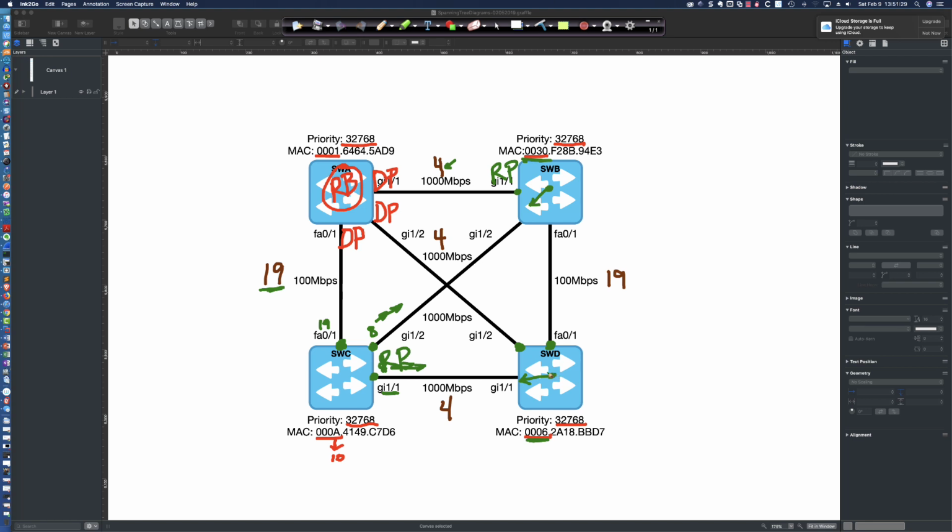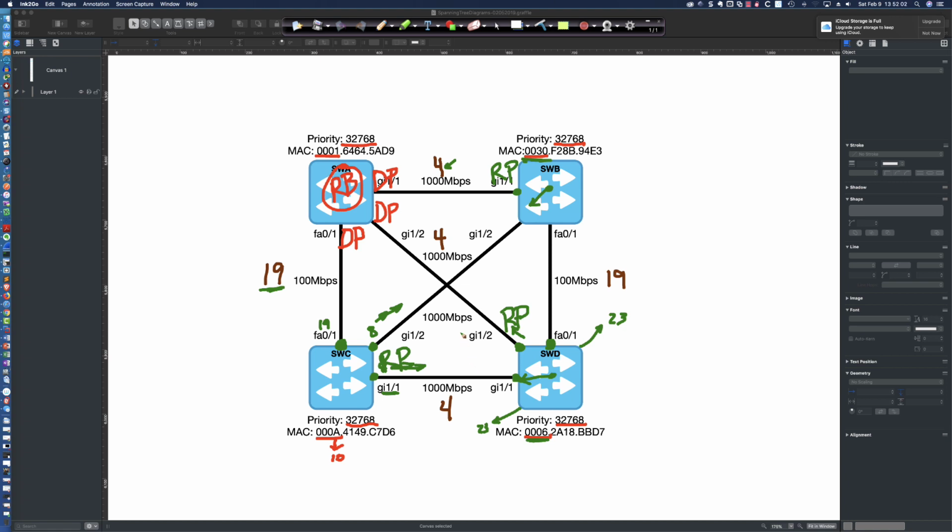That leaves us one switch to go, switch D. We know that it's not going to be going that way. The cost would be 23. And we know it's not going to be going this way because the cost is, again, 23, because it's got to come out that interface at a cost of 4 and out this interface at a cost of 19. Here it's a cost of 19, and then it would be a cost of 4. So it's going to go that way. It's a directly connected link in this case, and the cost will be 4. Gig 12 is my root port.